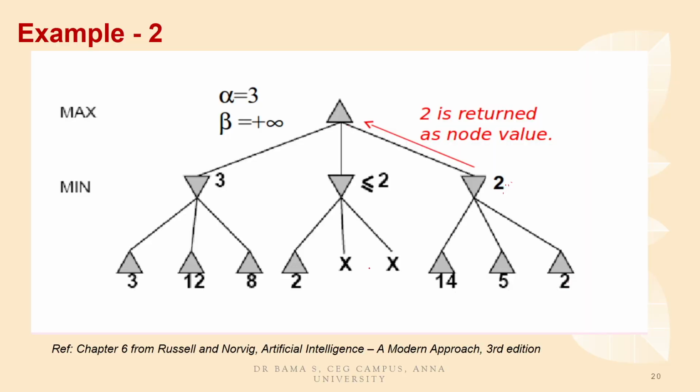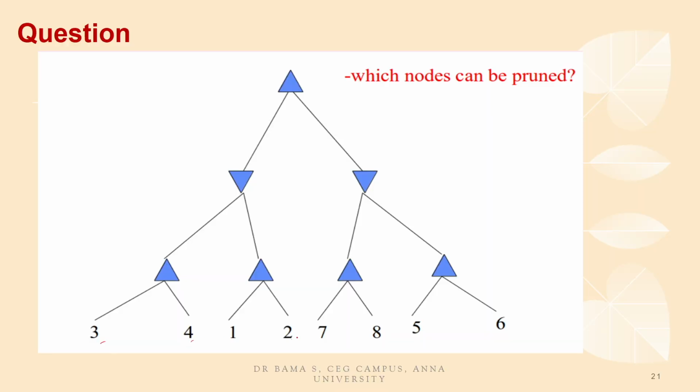So this is the essence of the minimax algorithm, where we are seeing that part of the tree is getting pruned. For this example, this part of the tree is pruned. Okay. So for this session, this is a question that we can have, where you have the heuristic values of 3, 4, 1, 2, 7, 8 and 5, 6. And which nodes can be pruned for this example?